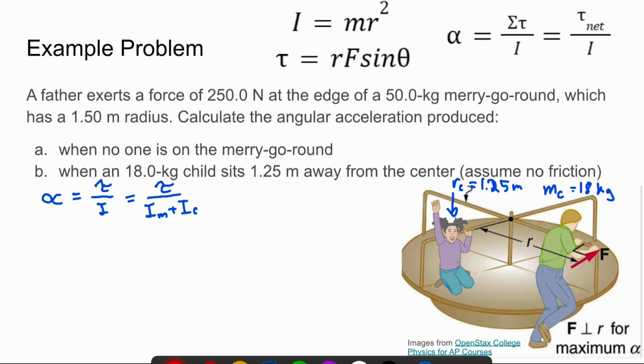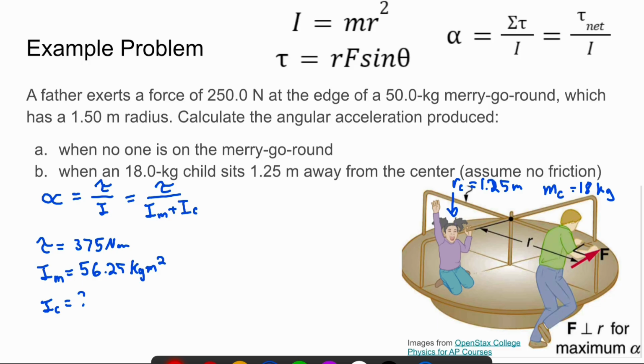So let's think about what we've got here. We know from what we calculated before that our torque from the father is 375 Newton meters. And we knew that our moment of inertia for the merry-go-round was 56.25 kilogram meters squared. So we've got to figure out what our moment of inertia for the child is.